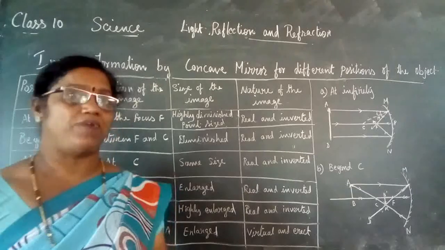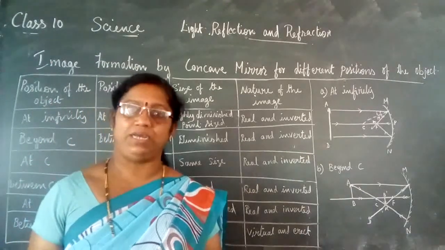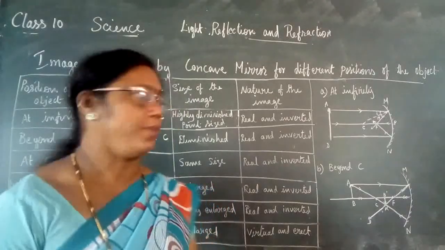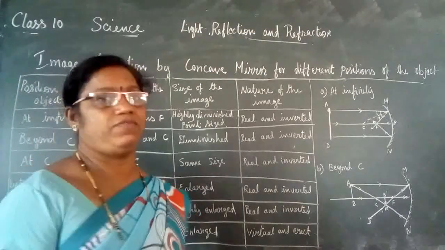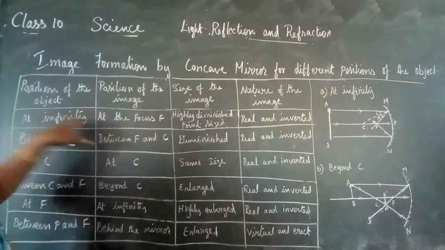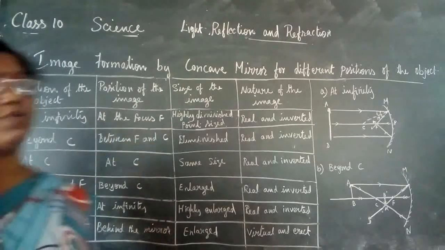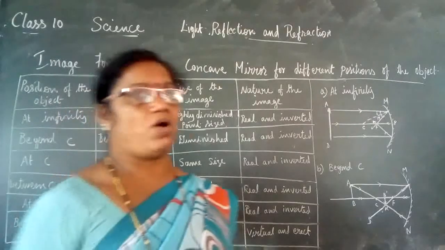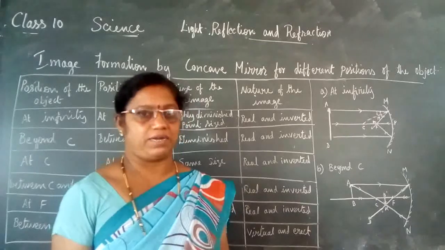At a very far distance, we are focusing the object, for example a tree or a building at a far distance, using a concave mirror. So when we focus an object at infinity, we get the image at the focus F. And what type of image are we going to get? We can find out using the ray diagrams.